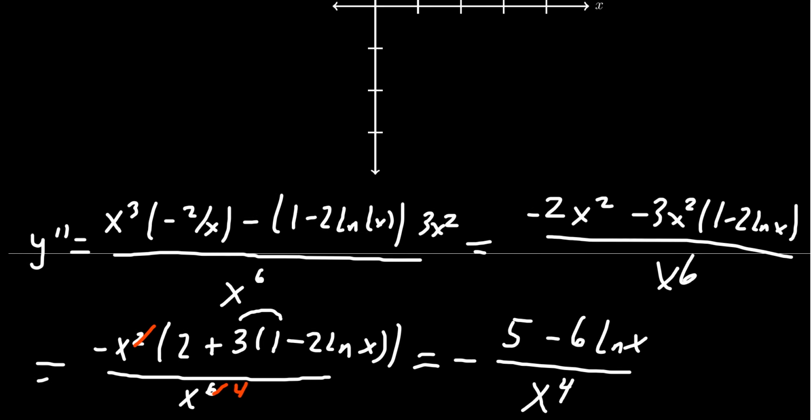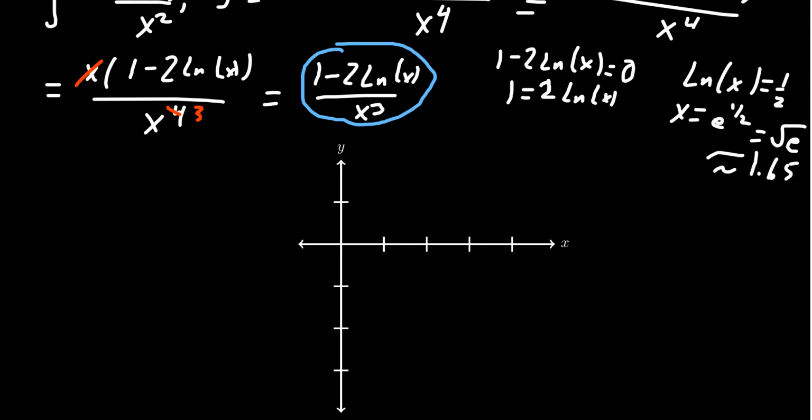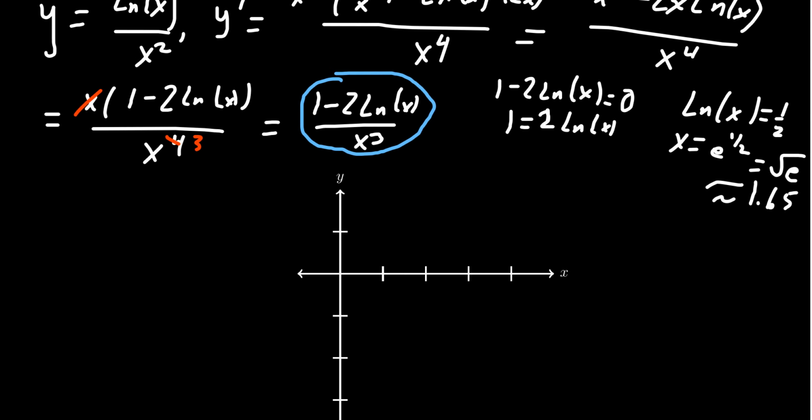So let's try to graph those points right here. Now our critical number was 1.65, the square root of e. So we get this point, well, we had an x-intercept. Let's do that one first. The x-intercept was at 1. The critical number is going to be 1.65 approximately.